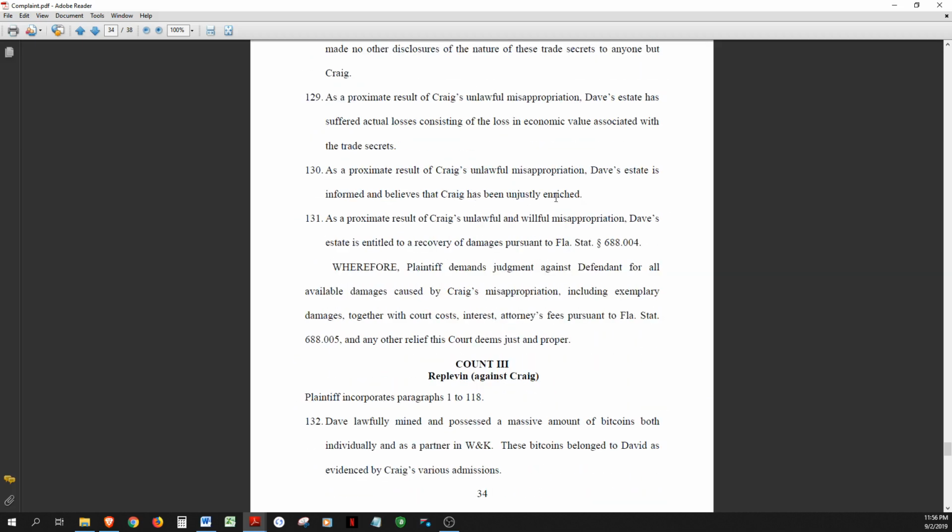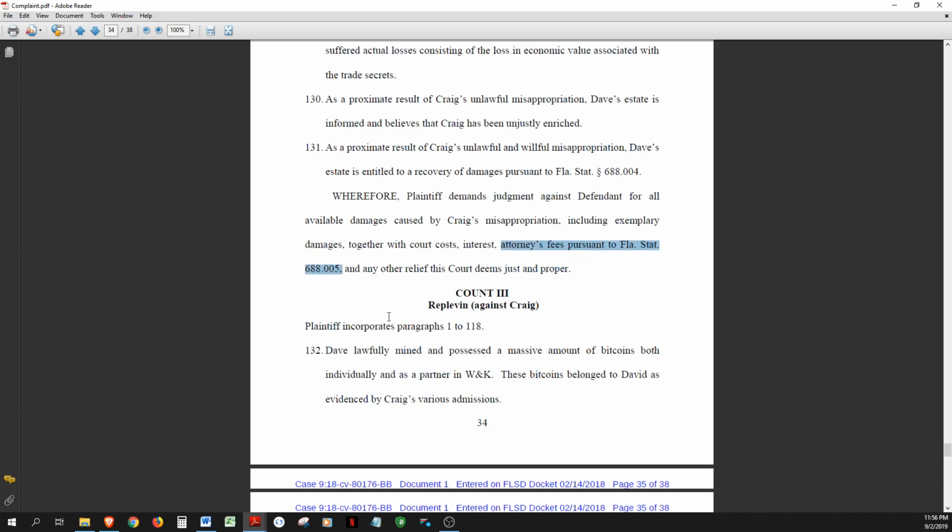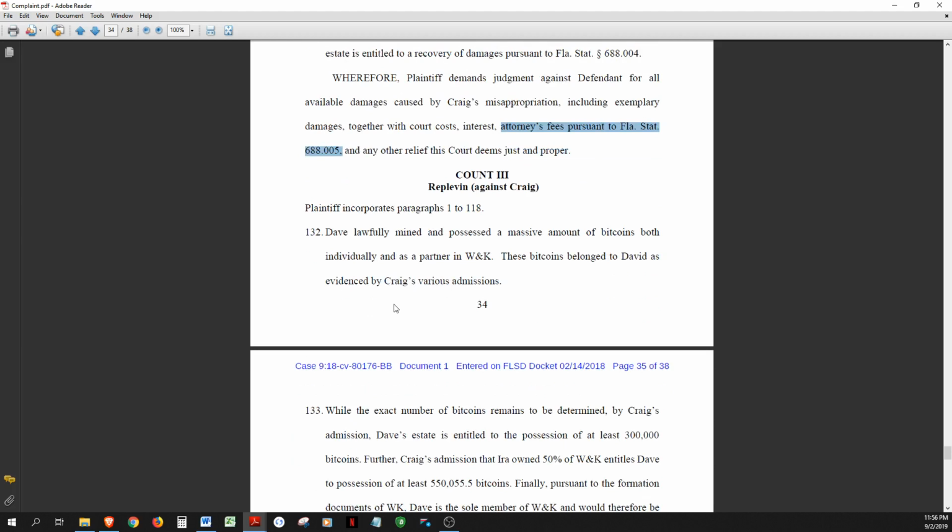Now here's the interesting part. Plaintiff demands judgment against them for all available damages, including exemplary damages, together with costs, interest, and attorney's fees, pursuant to Florida 688.005. There we go. You get your attorney fee hook right there. That's what every attorney wants to see. Basically, a way to get money, because nobody works for free.